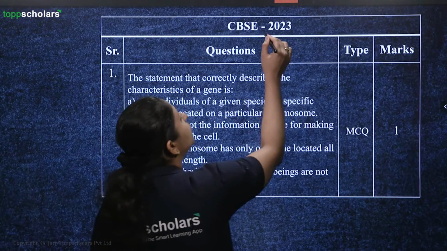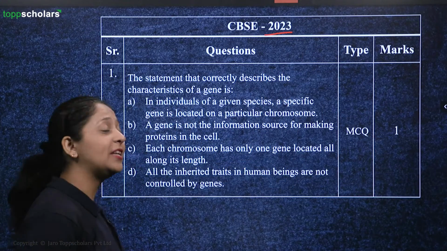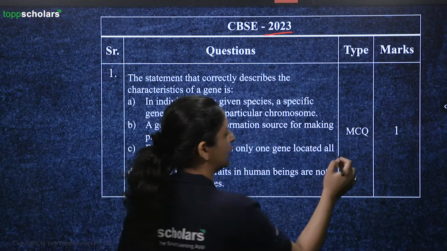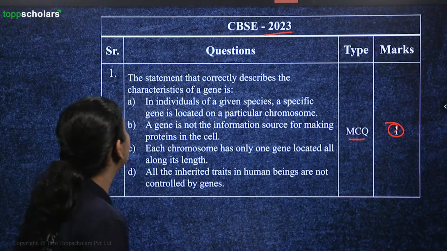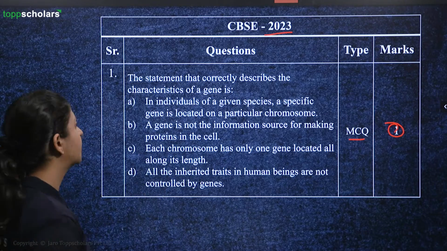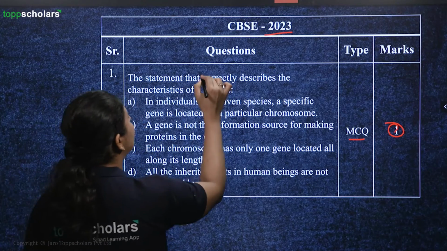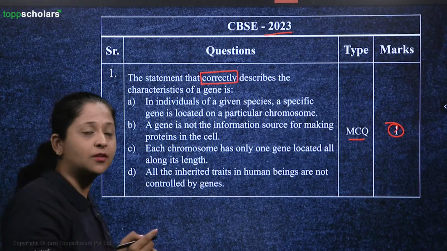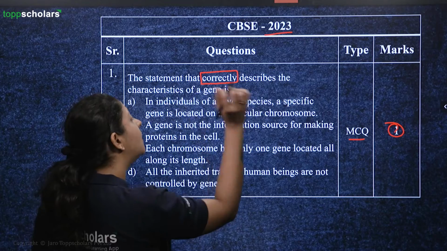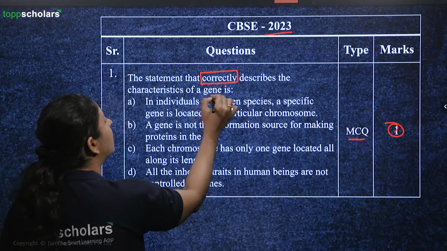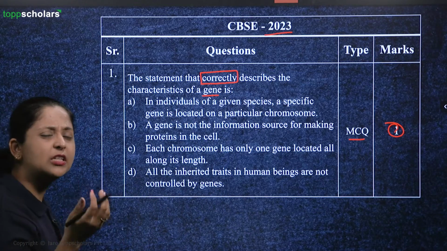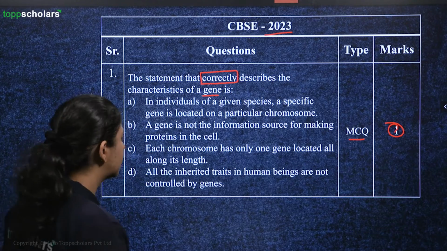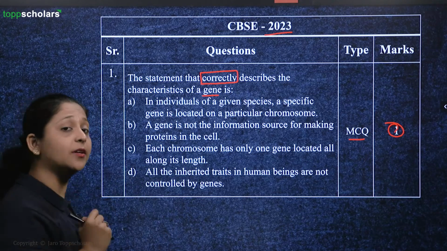Now coming to the most recent paper, that is the 2023 paper, correct? So here the question is a multiple choice question giving you 1 mark. Now let's understand the question here. The statement that correctly describes the characteristic of a gene. Always mark such points or else you will get confused. What is a gene? A gene is a certain sequence on the DNA responsible for the characteristics. So you have to find out the correct statement here.